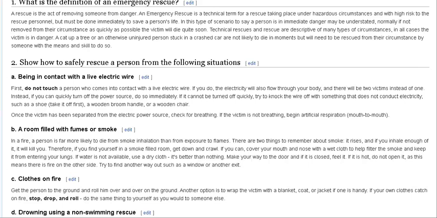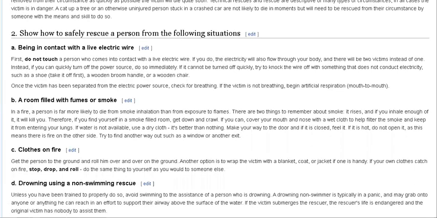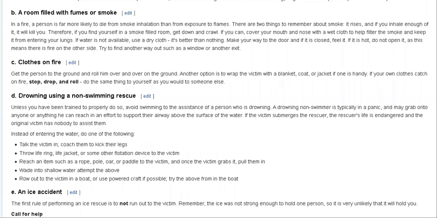So what they say, guys, a room filled with smoke, the smoke rises. So stay on the floor, crawl, cover your mouth with something moist. If you can't get that, cover your mouth still with whatever you have and find a way out. Okay? Clothes on fire. Get the person on the ground, roll them over and over on the ground.